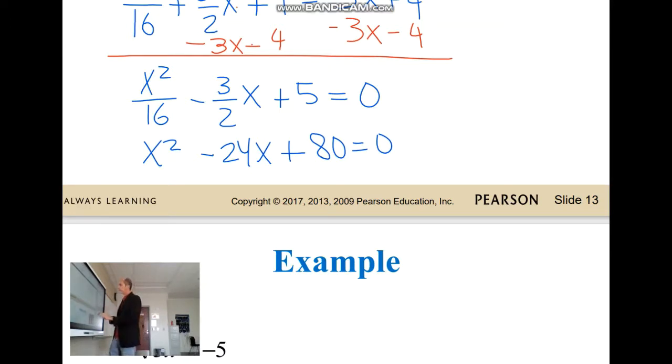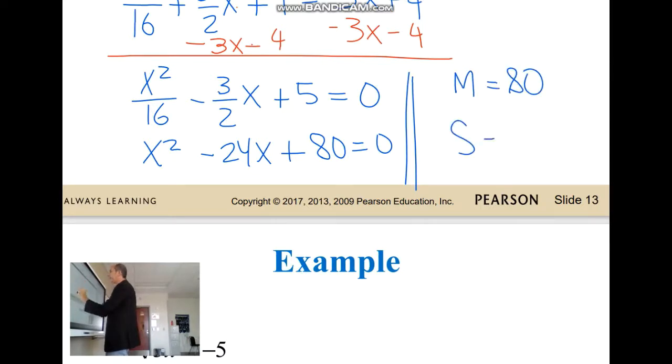This is a quadratic equation. We need to find two numbers. The numbers multiplied are going to be equal to 80, and the sum of the numbers is going to be negative 24. If you think a little bit about it, you have to find two numbers whose product is 80 and whose sum is negative 24.